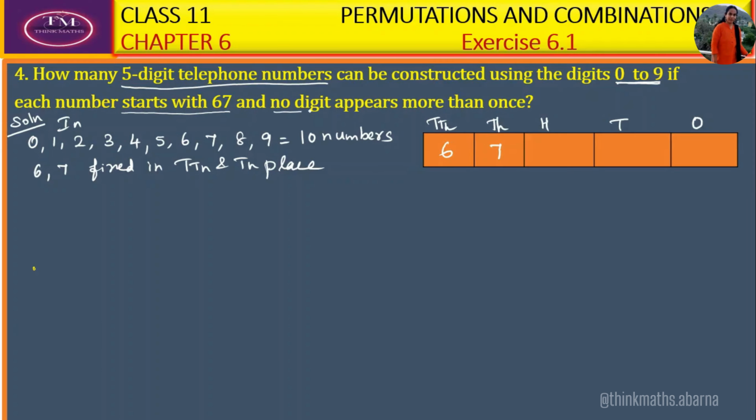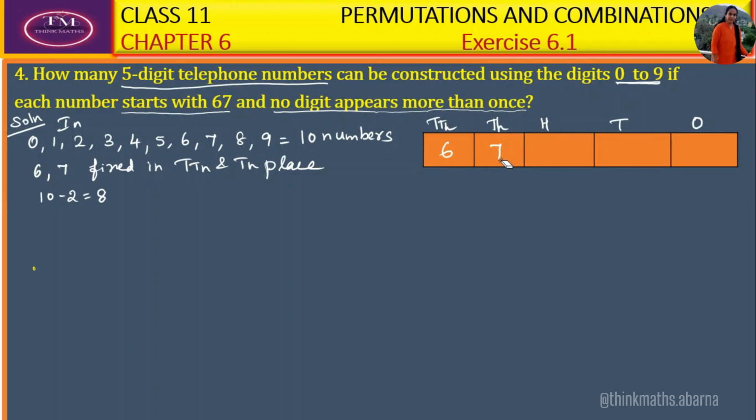And here what is the condition? No digit appears more than once. That means there is no repetition. So, we should not write 6 and 7 in any of the 100th place, 10th place or 1's place. So, 2 numbers get reduced. So, 10 minus 2 is 8. So, when you go to the 100th place, you have only 8 options.